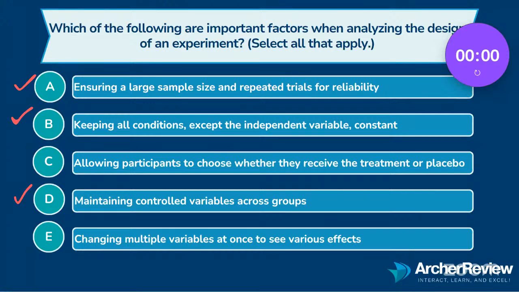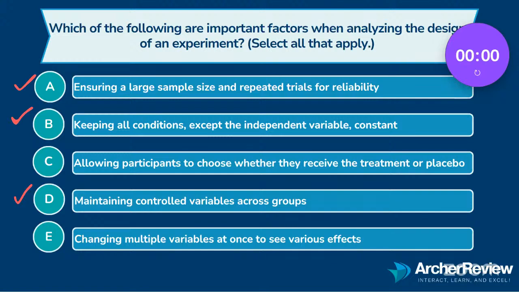Skipping down to D, maintaining controlled variables across all groups. And that's what I talked about, keeping everything controlled or constant, keeping everything about their life the same as normal so that we can truly rely on those results. All right, let's take a look at what's wrong with C and E.